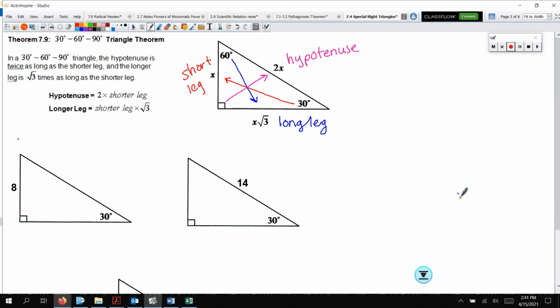The rules are here. The hypotenuse is 2 times the short leg. The long leg is the short leg times root 3. Notice they both are in terms of the short leg. So our mission is to find the short leg and solve for the remaining sides of this triangle, right? So we don't have to do the Pythagorean theorem. We actually can't because we're missing 2 sides. So you do have enough information.